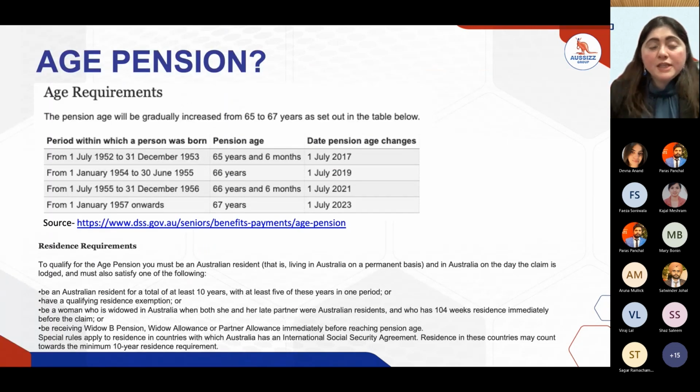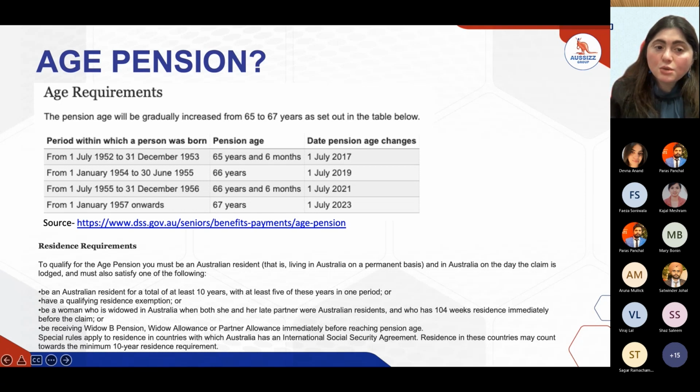Now we spoke about the age pension. For the age pension, you need to check the age requirement, like we discussed for the aged parent visa. This is a chart from the department website, dss.gov.au. It shows the years and the pension age.